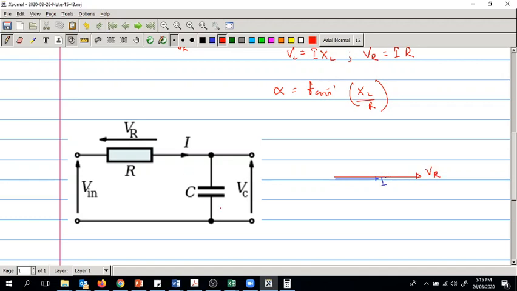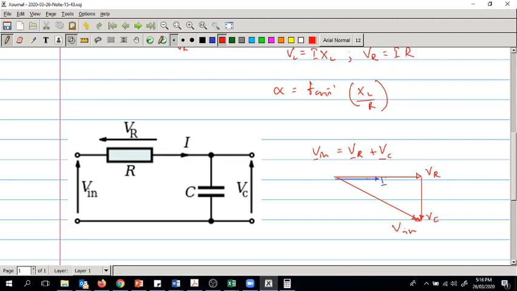VR. Now the capacitor. For the capacitor, current is leading, voltage is lagging. So voltage is lagging means voltage has to go downwards. So VC goes downwards. And the total of these two is V in. So this is our V in. Right? That is because V in equals VR plus VC, right, in the complex number domain.